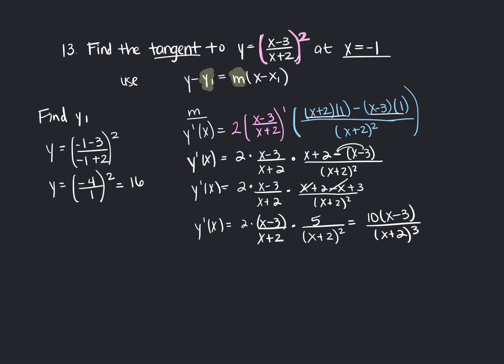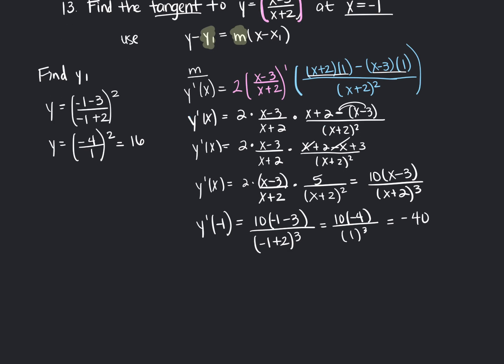So to find the slope, I need to plug in that x value of -1 into 10 times x minus 3 over x plus 2 cubed. And I'm going to replace x with -1. Okay, so that's 10 times -4 over 1 cubed, and that's going to give me -40. That's my slope. So now I have a slope of -40, and I have a point -1, 16.